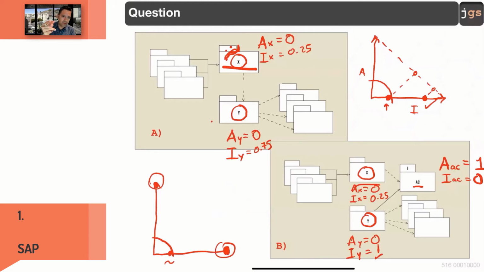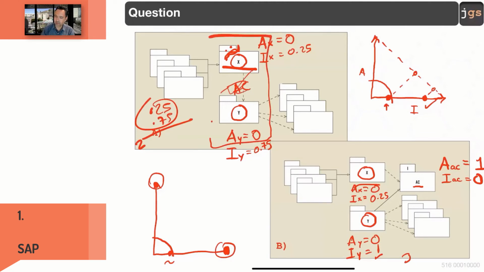Well, in the first one, if you want to calculate the numbers for this one, you have 2 numbers, 0.25 and 0.75, and you can calculate the average only for 2 values. For the other, you have the 3 values. I mean, here you do not include AC. AC does not exist here. You do not consider AC at all. You use 2 values. We are just talking about this part.